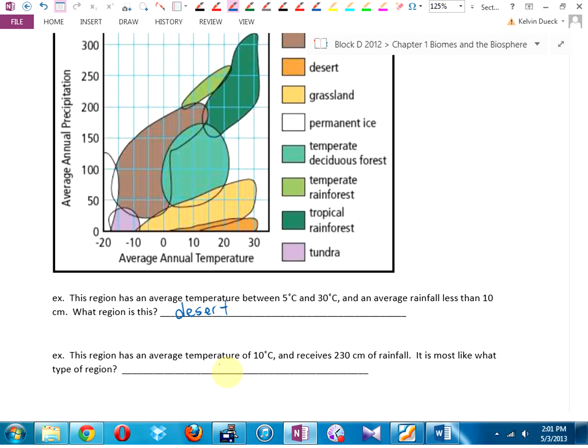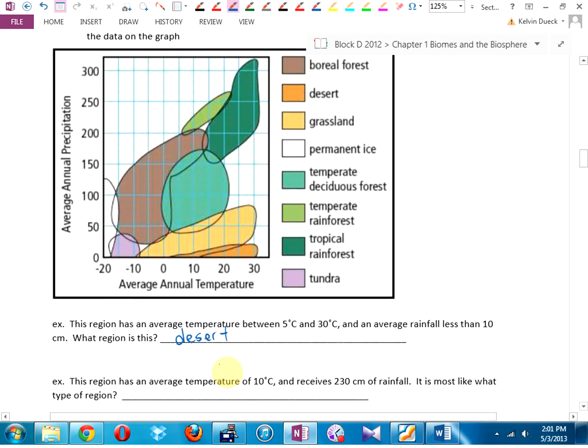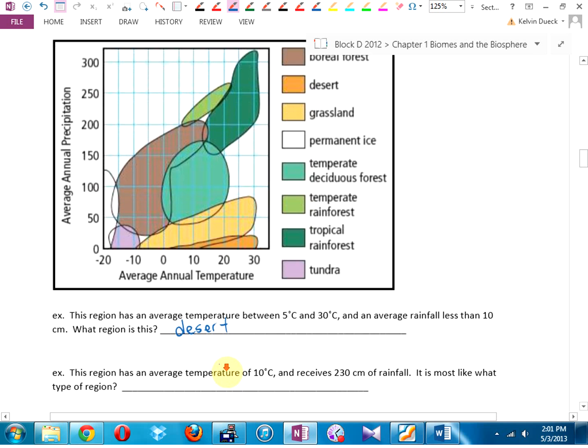Let's see. 10 degrees Celsius, 230 centimeters of rainfall? Probably temperate. Let's see. 30, what did I say? 10 degrees up this way. 230. About there, Jessica, give or take, yes? Maybe it looks like it's almost just about out of that range, but if we had to make a guess, sure. Temperate. Rainforest.